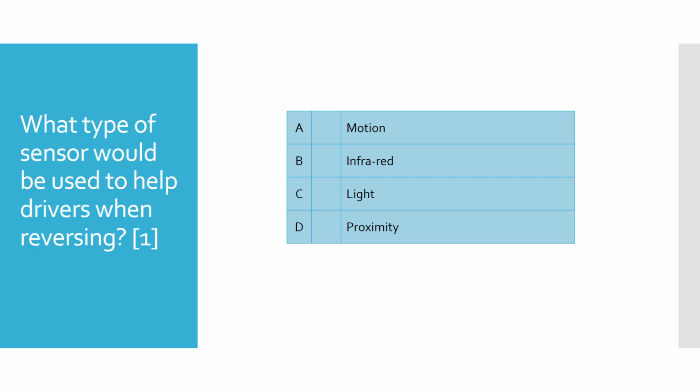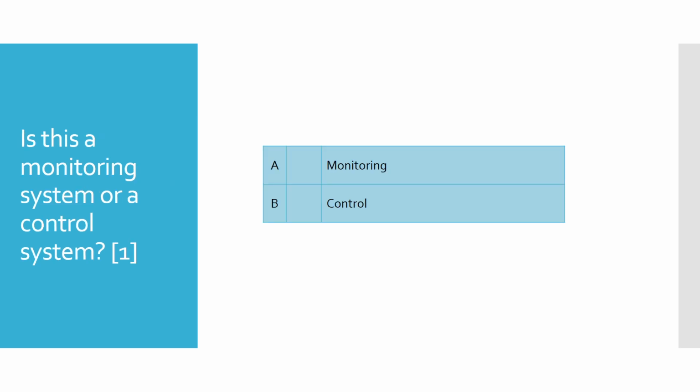So there is a question, and try to answer this question. What type of sensor would we use to help drivers when reversing? Motion, infrared light, or proximity? You have 5 seconds to think about this answer. Is this a monitoring system or a control system? That previous one, monitoring or control?